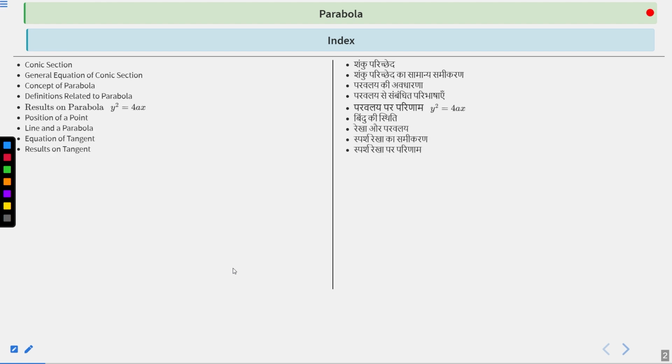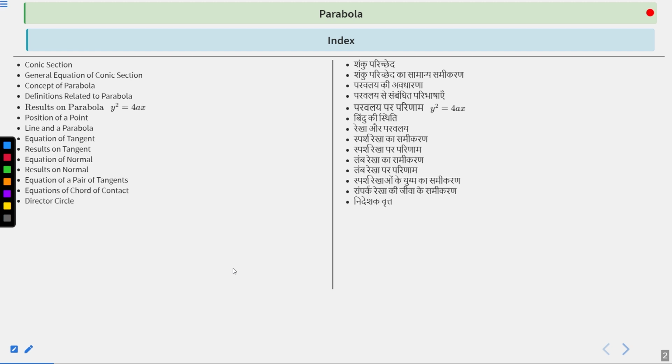We will discuss the equation of tangent, results on tangent, equation of normal, results on normal, equation of a pair of tangents, equation of chord of contact. We will discuss director circle. We will discuss co-normal points and what is diameter, right?